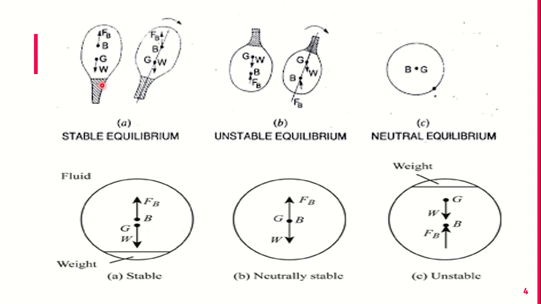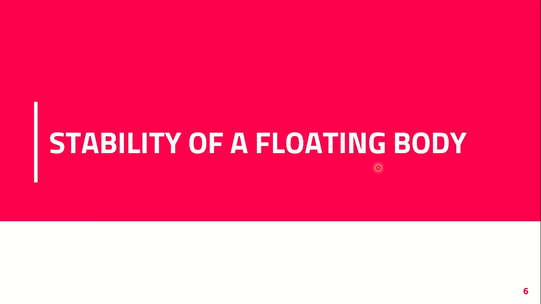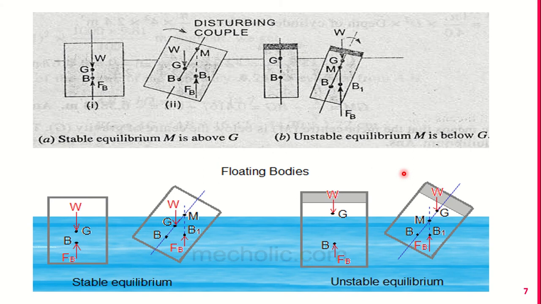Hence, according to technicality, if B is above G, it is stable equilibrium. If B is below G, it's unstable. And if B and G are at the same place, it is neutral. Now let's talk about the stability of a floating body. What I told for a submerged body, for a floating body we have to consider M and G. Same as your submerged body only. There it was B and G, here it is M and G.